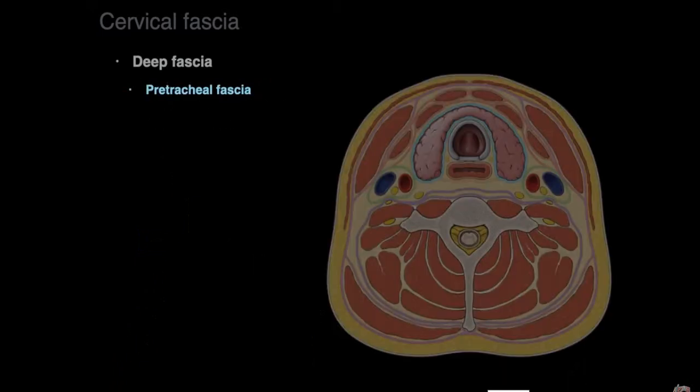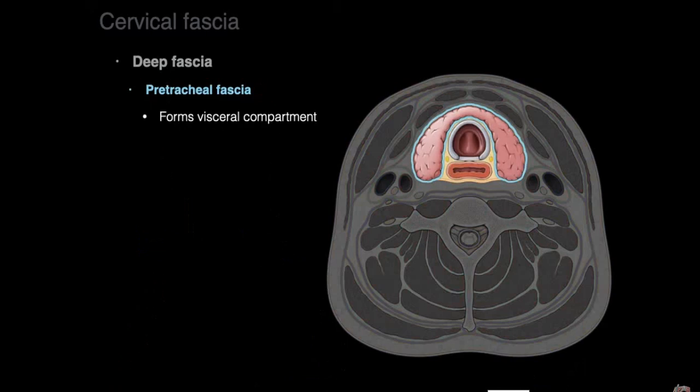The next is the pretracheal fascia, which is that blinking one there. And the pretracheal fascia forms the visceral compartment. What are the viscera? Well, the thyroid gland and the trachea and the recurrent laryngeal nerves on either side, and the esophagus in this section, but the pharynx up higher. And then there are the parathyroid glands as well that are not shown but are in that area.